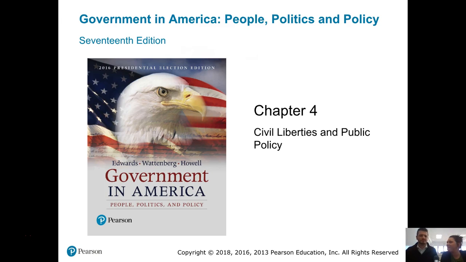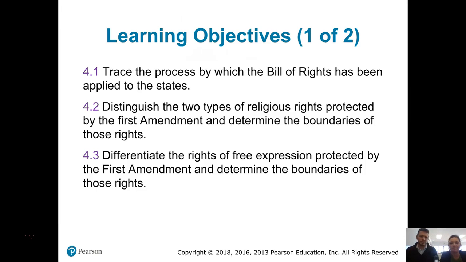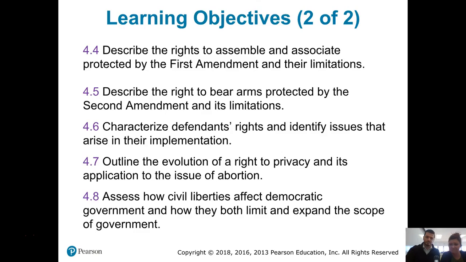Talking about civil liberties and public policy first, just covering the first three sections today. Again, we're going to talk about the Bill of Rights, how it's been applied to the states, distinguishing between the two types of religious rights protected by the First Amendment, and then differentiate the rights of free expression protected by the First Amendment. Let's do it.